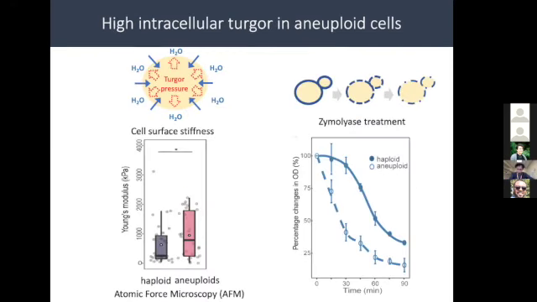So the first thing we test is we use AFM, the atomic force microscope, to look at the cell surface stiffness, because if there is a force pushing the cell surface, the cell will become stiff. Indeed, aneuploids do have higher cell surface stiffness, and if we digest the cell wall, this turgor will push the membrane, and the cell will burst way faster than the haploids or other euploids, and this is also what we observe.